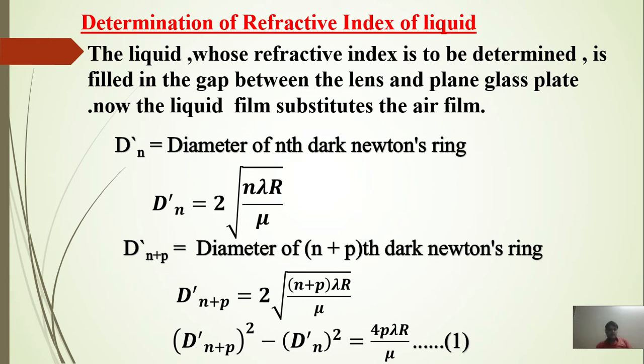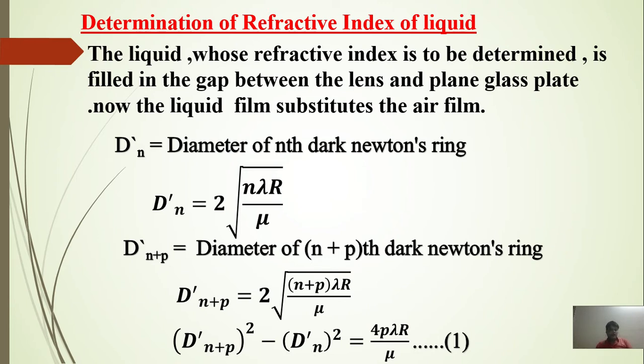So the changed diameter d dash n, the diameter of the nth dark ring, is equal to 2 under root n lambda R by mu. Mu is the refractive index of the liquid put between the lower surface of the plano-convex lens and the upper surface of the glass plate. The order n of the ring does not change. The wavelength lambda of the light incident on the lens and glass plate does not change. R, the radius of curvature of the plano-convex lens, does not change. What changes is the medium. So the diameter of the rings also changes, because the diameter is inversely proportional to the root of the refractive index of the liquid.